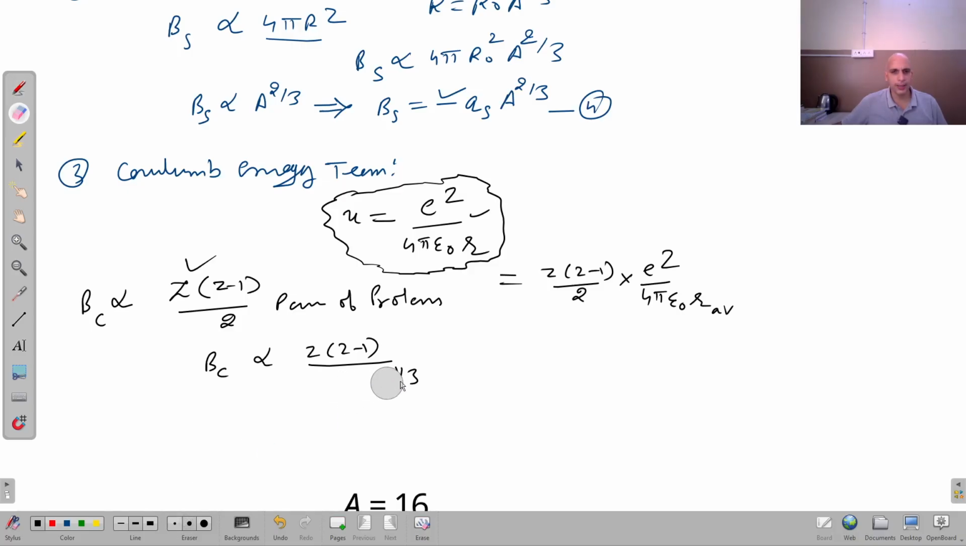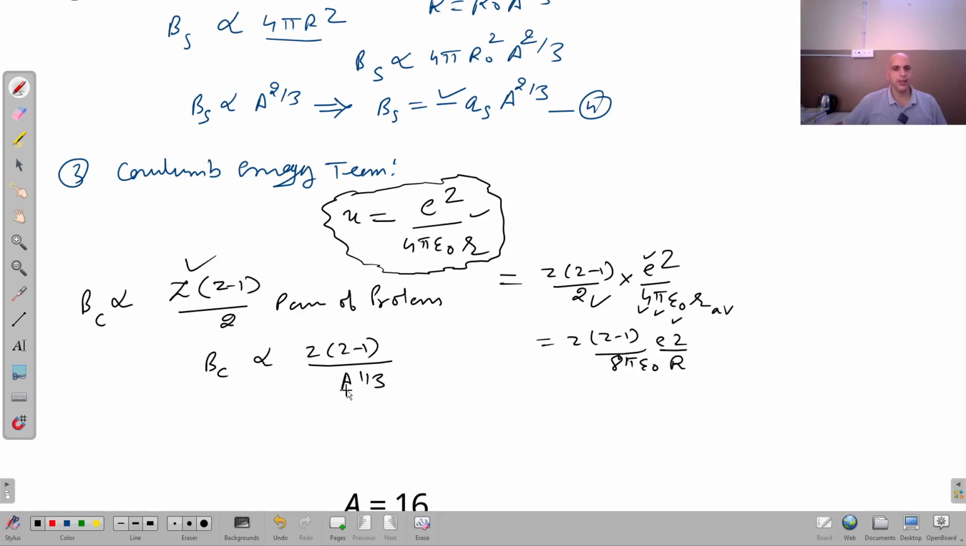So I can write that it depends upon A to the power 1 by 3, because 2 is constant, 4 is constant, pi, epsilon naught, e, all these are constants, and in place of r I can write Z into Z minus 1 divided by 8 pi epsilon naught, e square upon r, right? So I eliminate all the constants, I take the proportionality sign, it becomes Z into Z minus 1 divided by this, right?